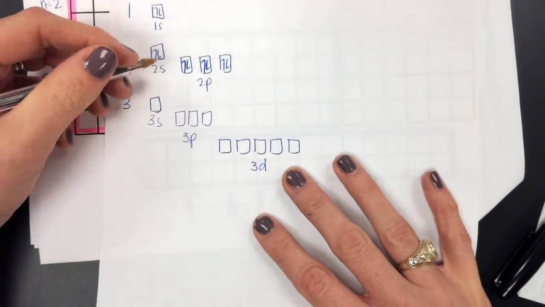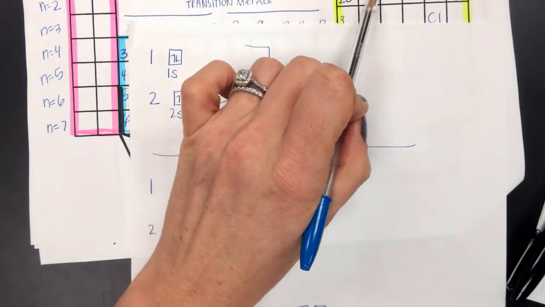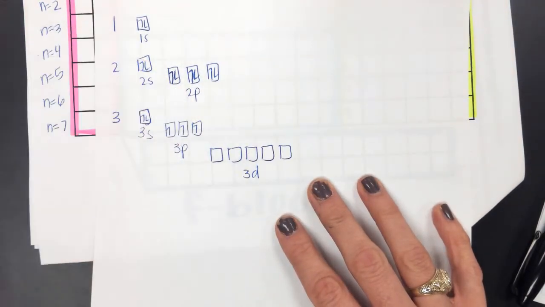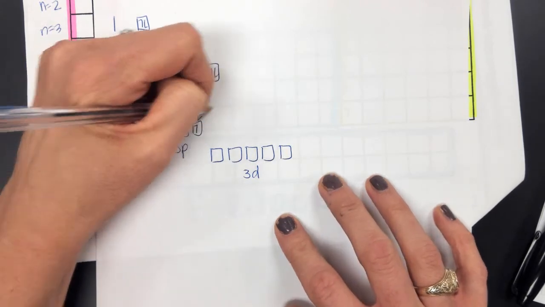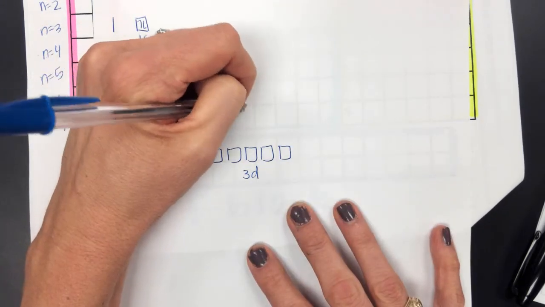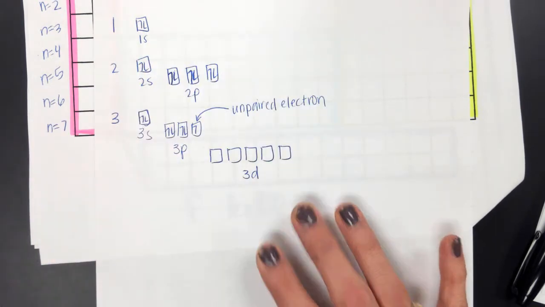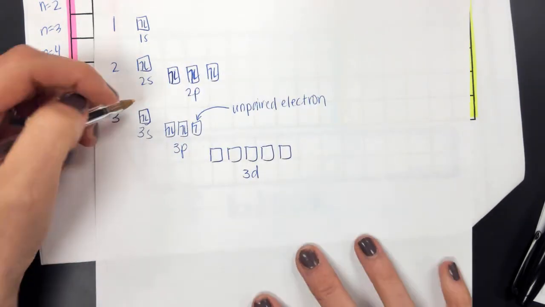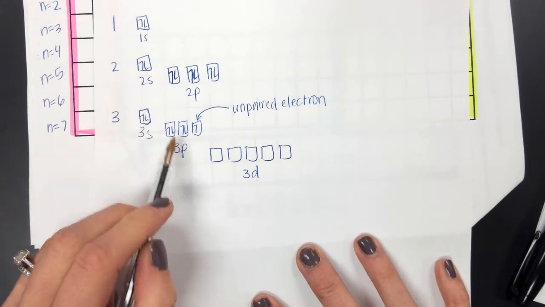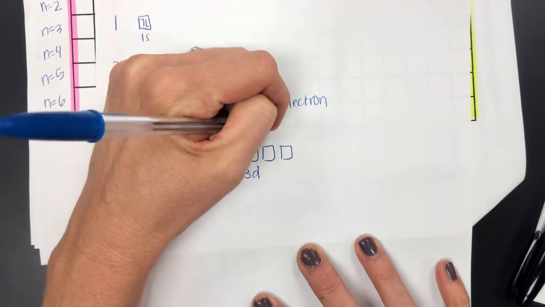Okay, so our 3S is full. 1, 2. 3P, he is 1, 2, 3, 4, 5 in. So 1, 2, 3, 4, 5. This guy right here, this single electron is called an unpaired electron. Okay? These, your 3s2 and your 3p5, are called your valence electrons.